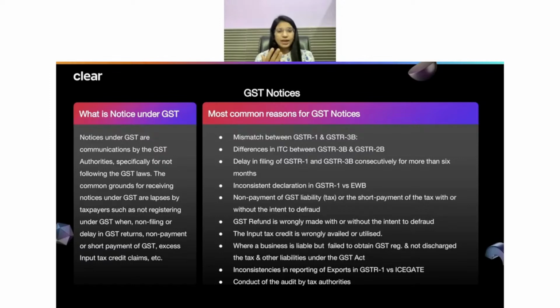So now I'm coming back to the same question. Can I avoid a notice because of the mismatch between GSTR-1 and 3B? I would say yes, you can always avoid it. Another important part is to always make sure every month you do a proper reconciliation between your GSTR-1 and the 3B, and make sure there is no liability underreported or overreported.